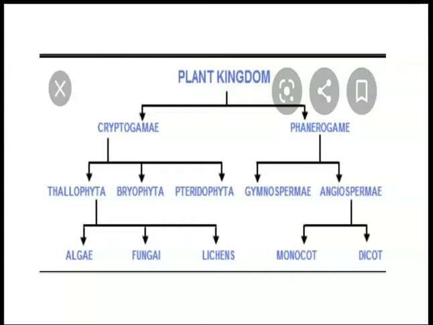Now, what are the terms that you are going to learn? You will start with cryptogamy, phanerogamy, thallophyta, bryophyta, pteridophyta, gymnospermy, angiospermy, and then there are simple words like algae, fungi, lichens, monocot and dicot. I hope you have understood. Once you learn these terms, it becomes very easy to remember this classification.